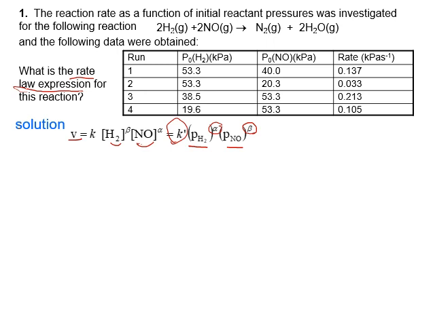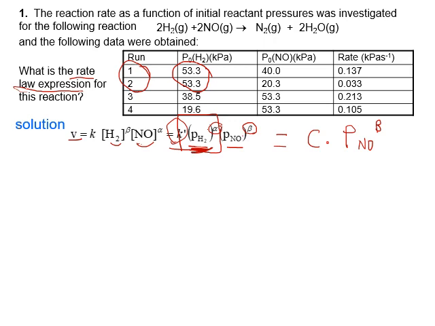There are many ways to do it, but the easiest way is to keep one pressure constant and change the other. For example, if we choose run number 1 and number 2, the hydrogen partial pressures are the same, and therefore this partial pressure does not affect the reaction rate. We can combine all these together, and therefore the reaction rate can be written as a constant times the only thing changed, the partial pressure of nitrogen oxide to the beta.